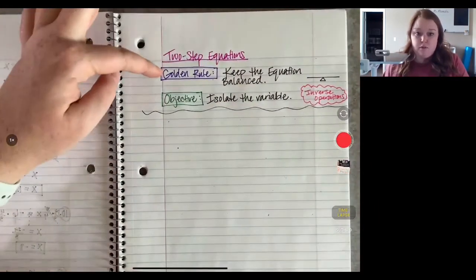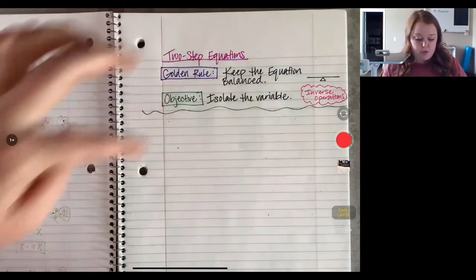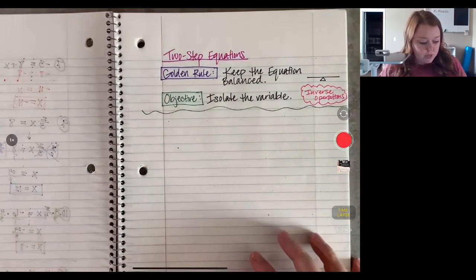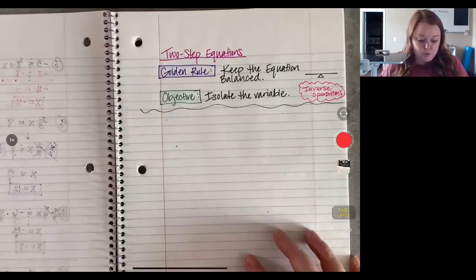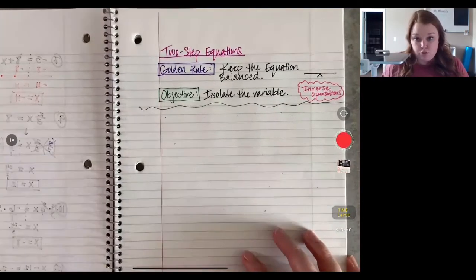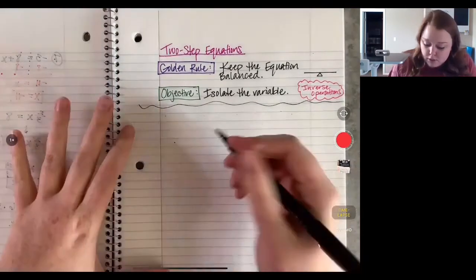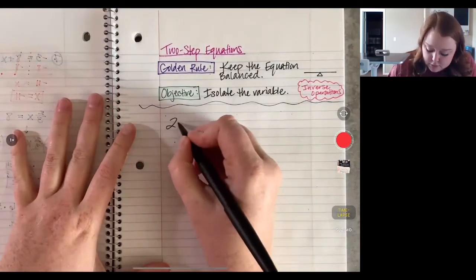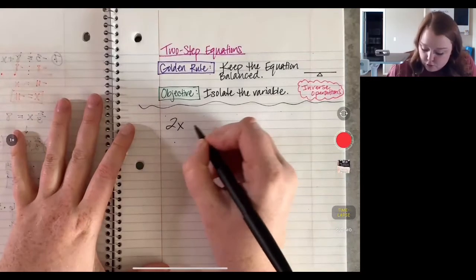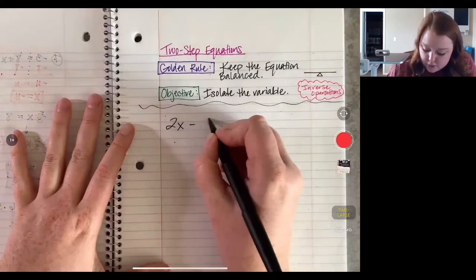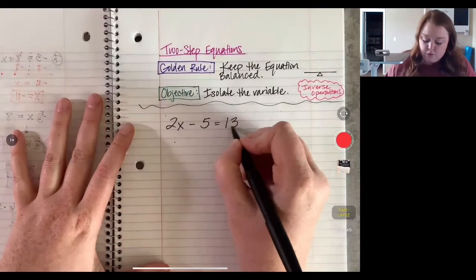We've got to always follow that rule, and then this is the whole point, okay? But let's go ahead and just see an example of a two-step equation, just so we can start talking about it. So let's do 2x, write this maybe kind of big, 2x minus 5 equals 13.